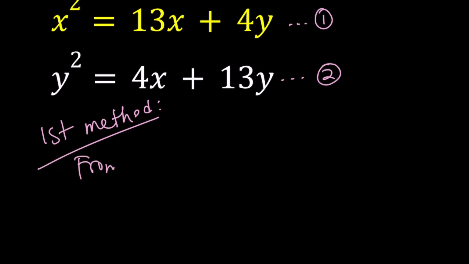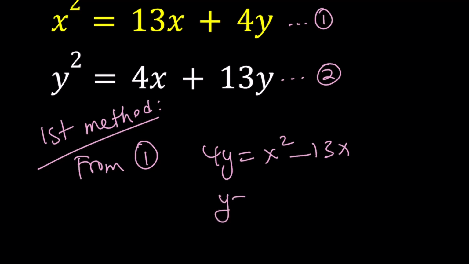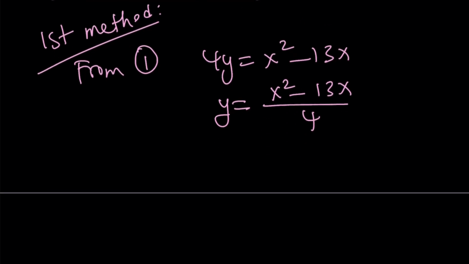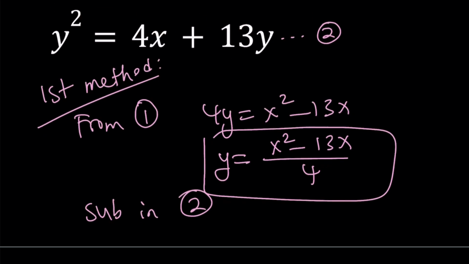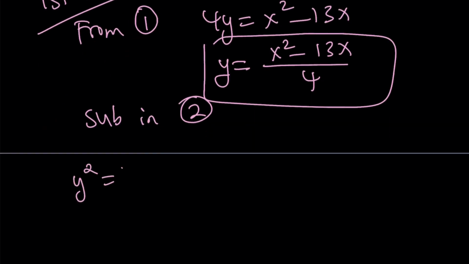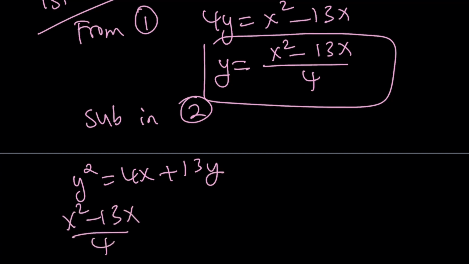From equation number 1, we get 4y equals x squared minus 13x. And I'm going to divide both sides by 4 to get y in terms of x. Great. So this is something that we're going to be subbing in equation number 2. This one I'm going to be substituting. Okay, what's the second equation? y squared equals 4x plus 13y. Replace y with (x squared minus 13x) over 4 here and here.